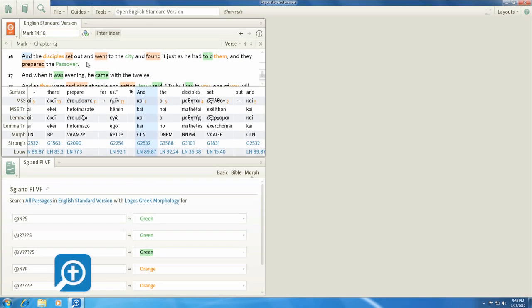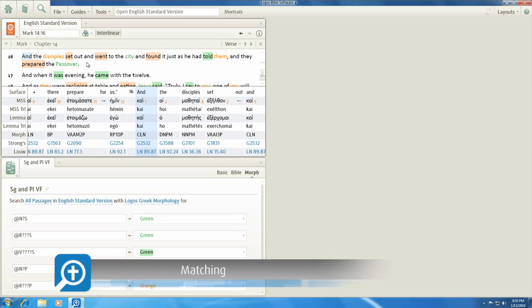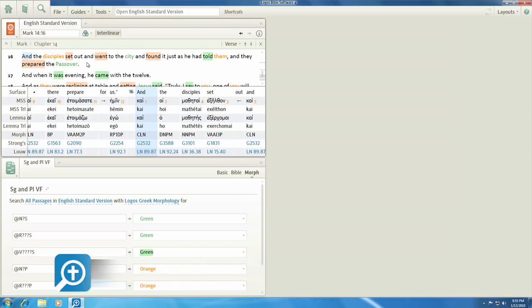Now in Mark 14:16 we have an example of nouns and pronouns in the plural matching in agreement with verbs that are plural in number. So once again, the words that are highlighted here, they're highlighted in terms of the Greek morphology, not the English morphology. We don't have anything tagged in terms of English morphology.